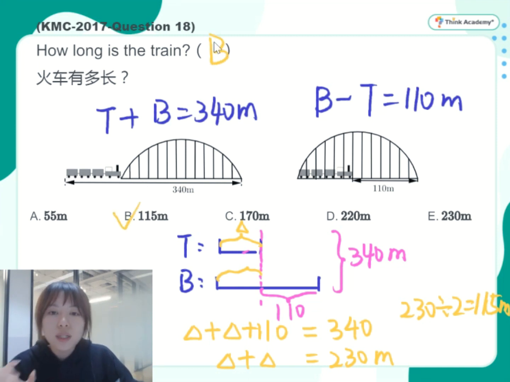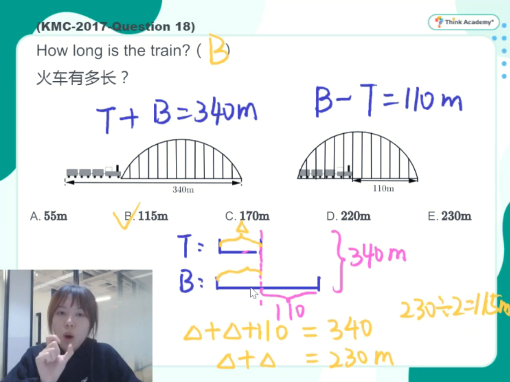So in this problem, we know the sum and the difference. We can try to draw the line segments and mark the numbers. Then you try to list the working for the sum, and find how many for one triangle, for one short line. Okay, that's it.